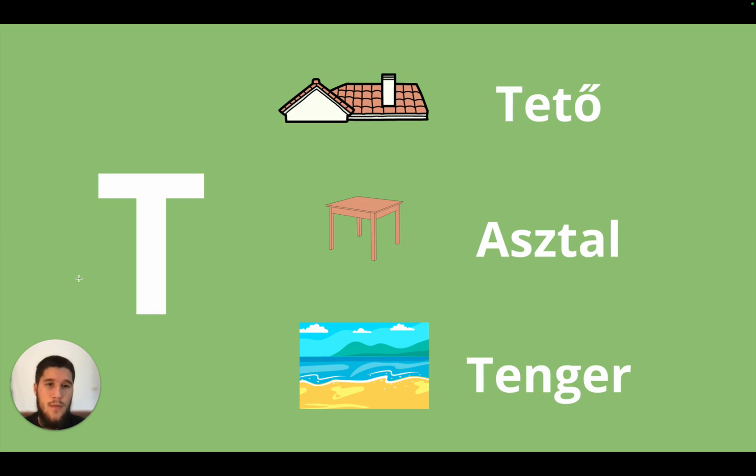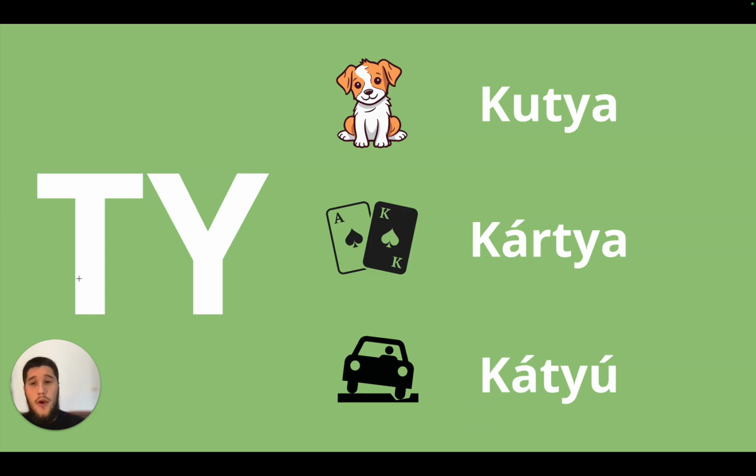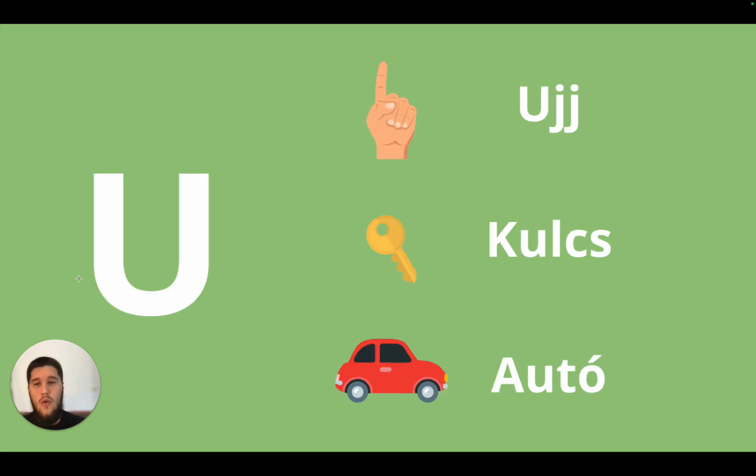T. Tető. Asztal. Tenger. Kutya. Kártya. Kátyú. U. Új. Kulcs.